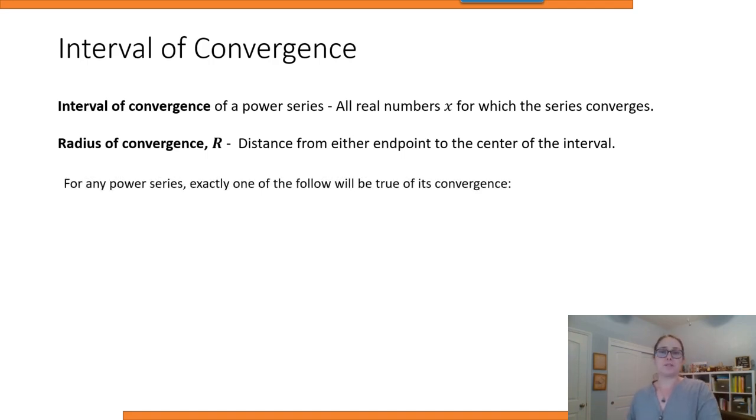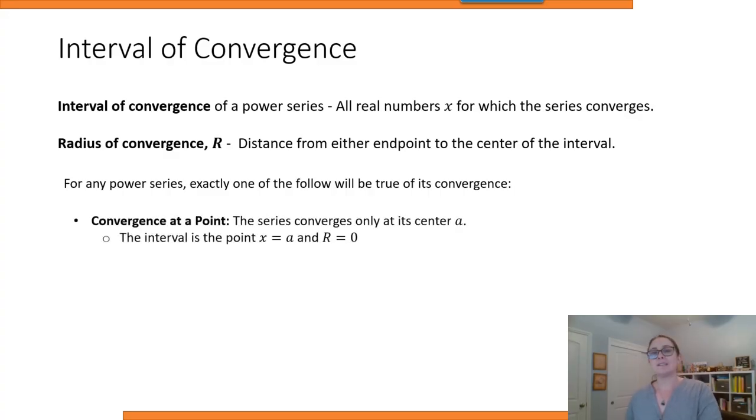Okay, so for a power series, we're going to run into one of 3 possibilities for its convergence. The first one is if it's convergent only at a. A power series will always be convergent at a, wherever it's centered around. That's the minimum. And so here, if it's centered at exactly a, it's not really an interval, it's just a point. x equals a is where it's convergent. And that means that the radius of convergence will be 0.